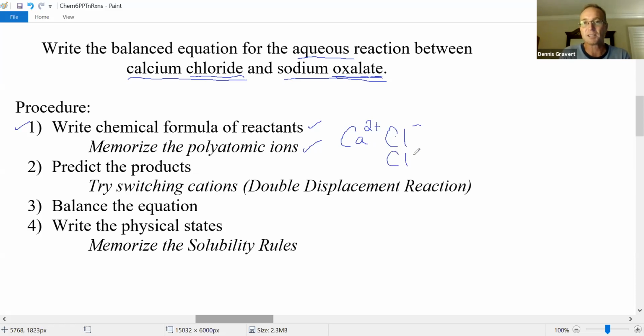And so we need to bring in a second chlorine so that together is a net minus two charge. The balance, calcium is plus two. So the formula of calcium chloride is CaCl2.